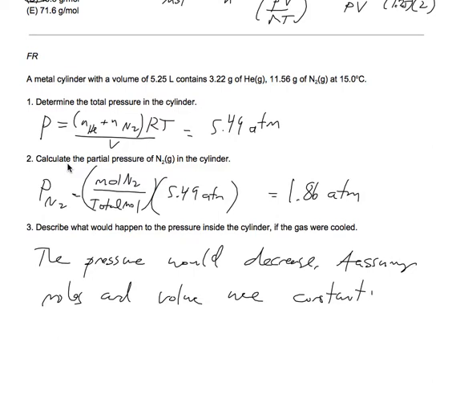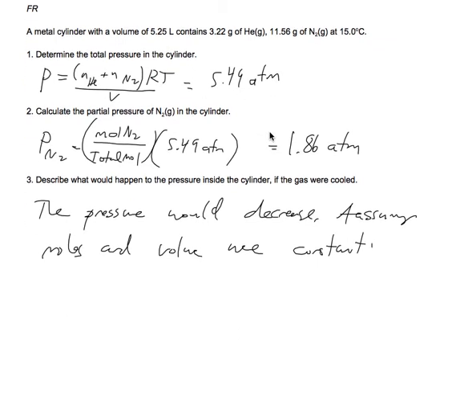This next question is your typical mixed gas problem. Determine the total pressure in the cylinder. Well, we got it going on here. All we have to do is convert helium by dividing it by 4 to moles, convert nitrogen by dividing by 28 to get moles, add up the moles of helium and the moles of nitrogen, multiply by RT, divide by V, and we got the volume there at the total pressure of 5.49 atmospheres.